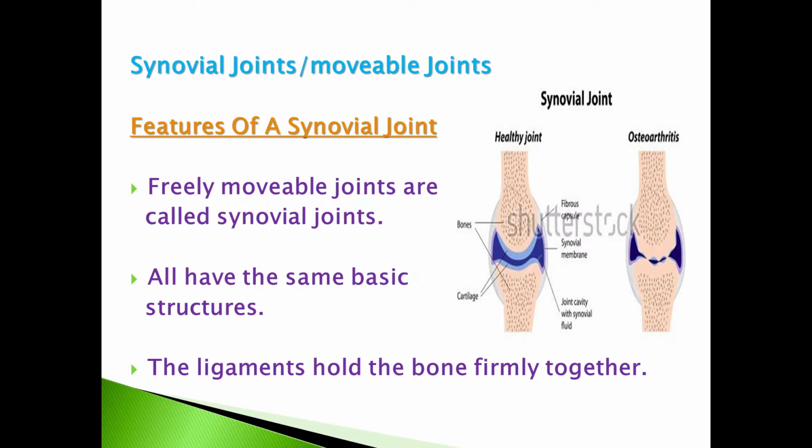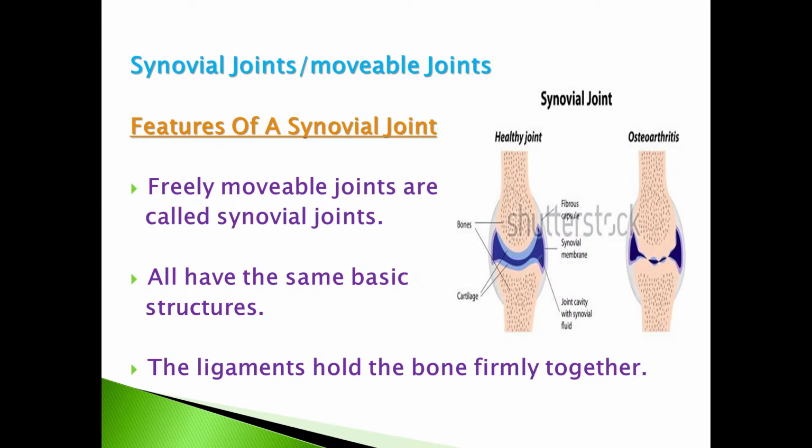So freely movable joints are called synovial joints. So for example, the joint at the elbow, the joint at the knee, once they can move freely, once they can move easily, then we normally refer to them as synovial joints. All of the same basic structures.